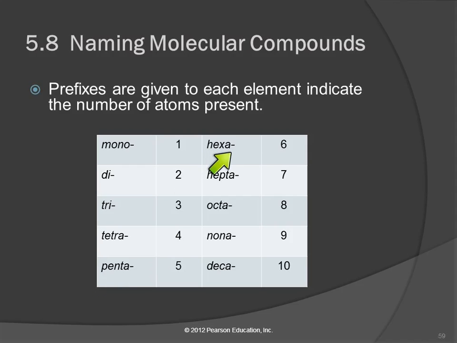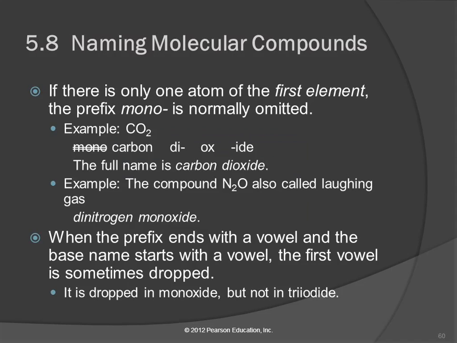Hexa, hexagon has 6 sides. Hepta is kind of weird. Okay, I could tell you a story, but we're running out of time. Hepta, number 7. Octa is an octagon, like an octet, 8. Nona is 9, and deca is 10. A decade is 10 years. So you need to know those prefixes.